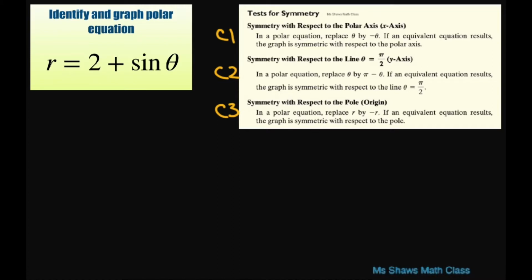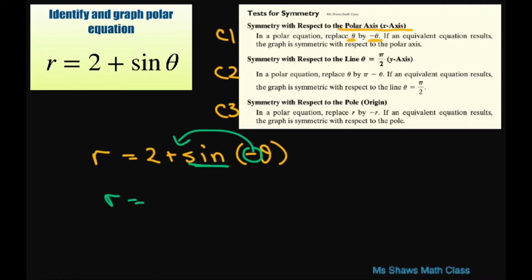So for condition 1, we're testing to see if there's symmetry with respect to the polar axis, i.e. the x-axis. So what they want you to do is substitute in your theta with negative theta. So let's do that. r equals 2 plus sine of negative theta. It's understood that sine is an odd function, so we're going to bring this negative out front. You get r equals 2 minus sine of theta. Since these two do not equal, it means the test fails, and our Limacon is not symmetric with respect to the polar axis.